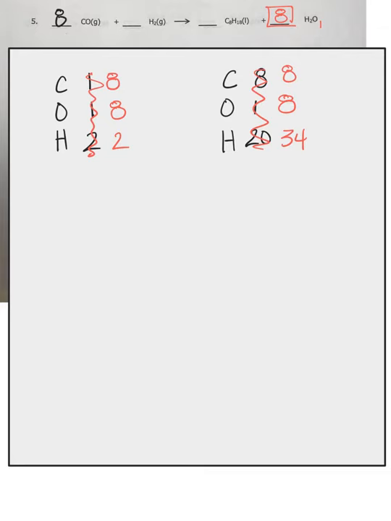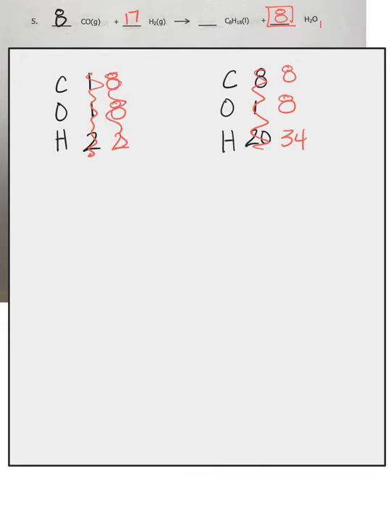Let's get out a pointer again. The 8s for the carbon and oxygen match with the carbon and oxygen on the product side. So 8 and 8, 8 and 8. And then the hydrogens don't match. But this hydrogen's by itself, and I need a number that when multiplied by 2 will give me 34. The only number that when multiplied by 2 is going to give me 34 is 17. So 17 is going to go there.